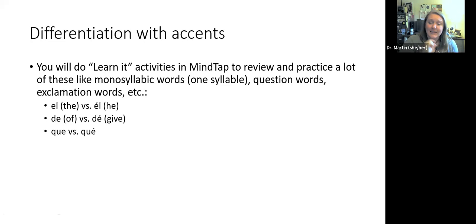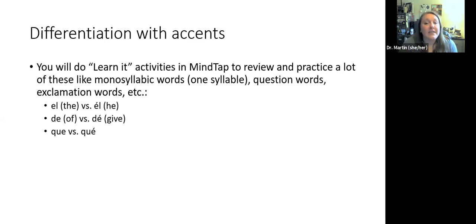No accent is the definite article, the. With an accent is the personal pronoun, he. The same with de. No difference in pronunciation, right? Because it's only one syllable. But without an accent, it is the preposition of, and with an accent, it is the command form of the verb to give, right? Give it to me, démelo.